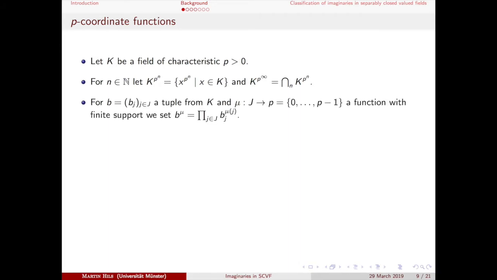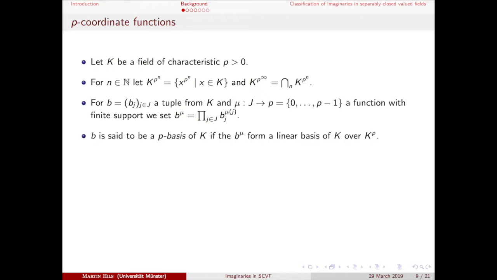Okay. For b a tuple from the field, and μ a function from the index set to the set {0, ..., p-1} of finite support, we set b^μ equal to the product in the obvious sense. Okay. b^μ is the product of b_j^{μ_j}. It makes sense because it was of finite support. Okay. And now b is said to be a p-basis of K if the b^μ's form a linear basis of K over K^p.